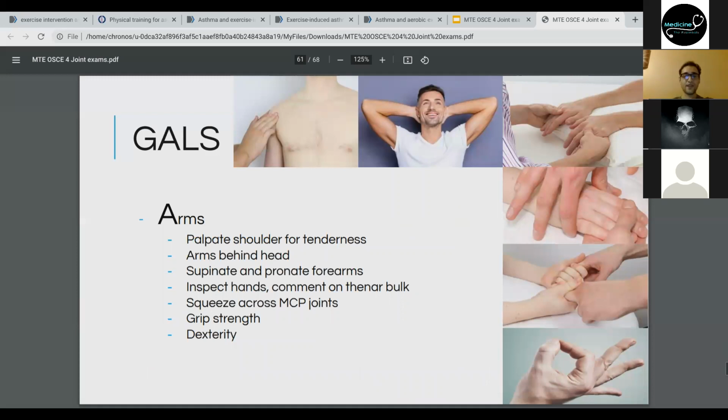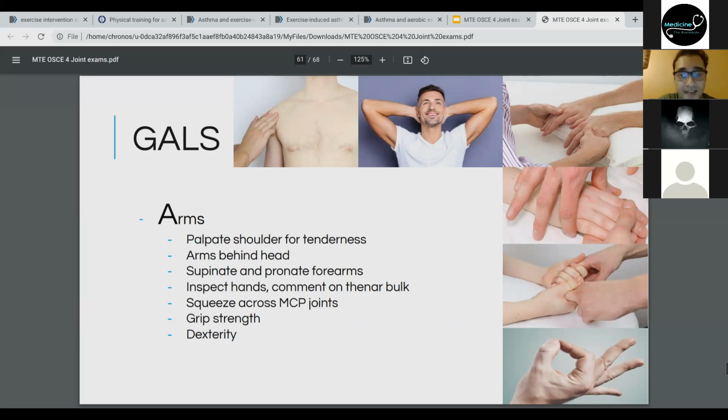Arms. So this is best done with the patient sat down with their hands in front of them. You can always position a pillow under the arms, because I find it a little bit easier to examine the hands like that. So I always start from proximal to distal. So palpate all the way around the shoulder for tenderness, as I showed you earlier. You're going to do the arms behind head test, because it's a fairly good functional test. You get them to supinate and pronate their forearms, noting for any tenderness or stiffness.